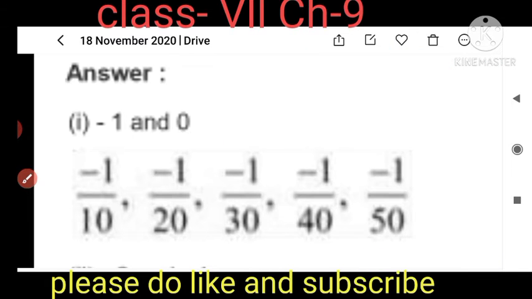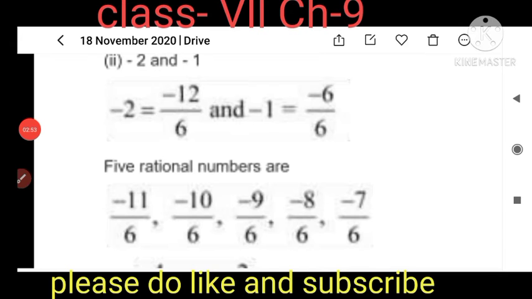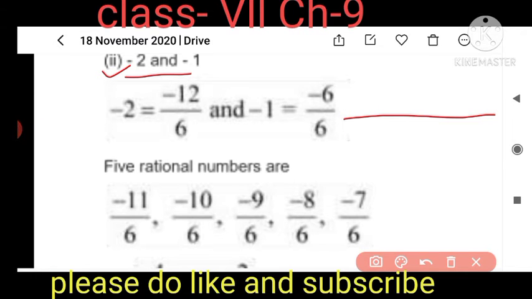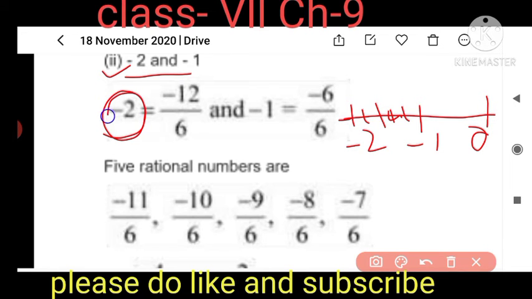Now come to the next question. The next question was given -2 and -1. If you draw a number line here, it will be 0, somewhere -1, then somewhere here -2. Now between these you have to write some rational numbers, isn't it? We have to write 5 rational numbers, so at least we have to take a denominator bigger than 5.